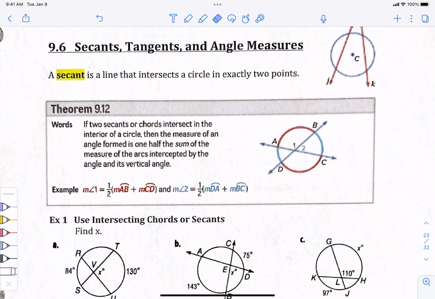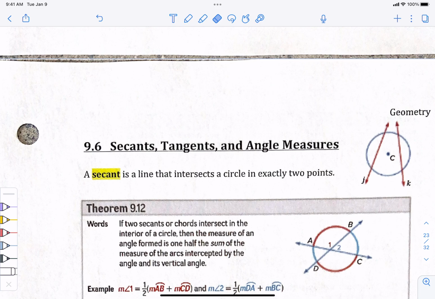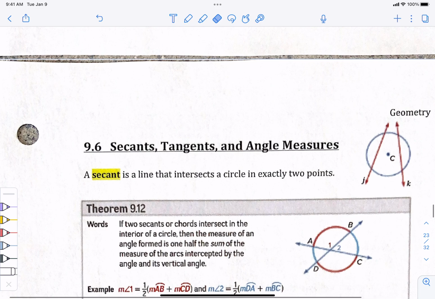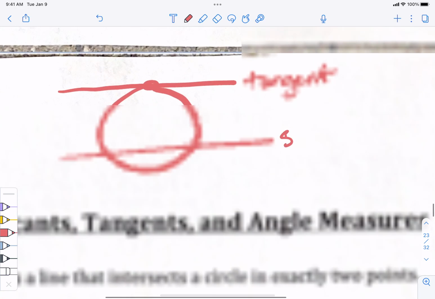I hope you're watching. 9-6, secants, tangents, angle measures. Here we go. I'm going to draw a picture at the top here to demonstrate for you what a secant and a tangent are. We've talked about these before. This is a tangent line. It's touching in only one spot. And then this right here is going through at two places, so this is a secant line. We're going to talk about these intersecting today.